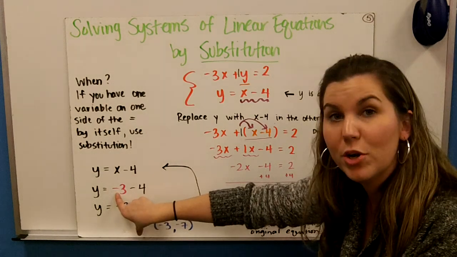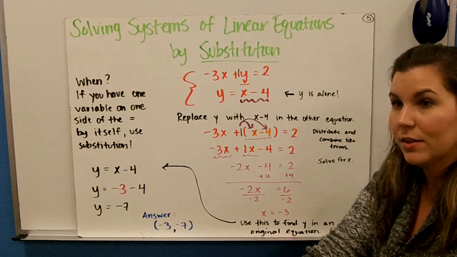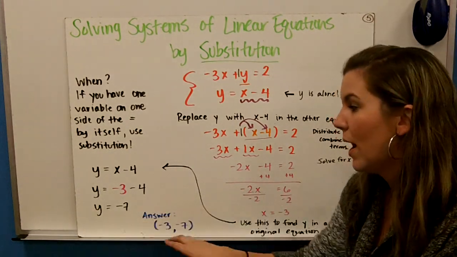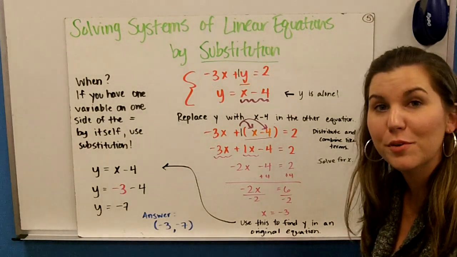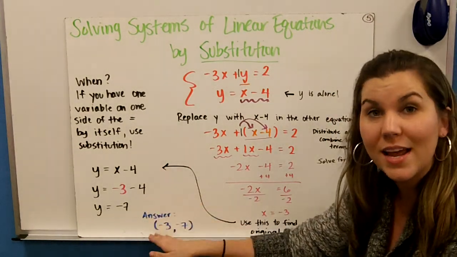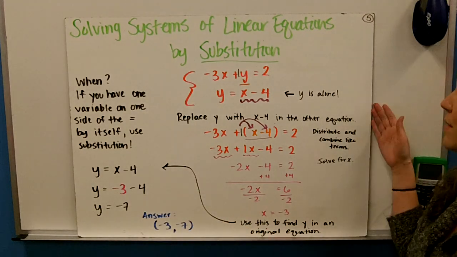So y equals x minus 4 is the equation I'm going to use. X, I'm going to take it out and put negative 3 because that's what it's equal to. And negative 3 minus 4 is negative 7. So I have an x and a y. I write my answer as an ordered pair. It does matter which one you put first. Ordered pairs are always x and then y, so negative 3 and then negative 7. You have to have parentheses around them. It is a point.